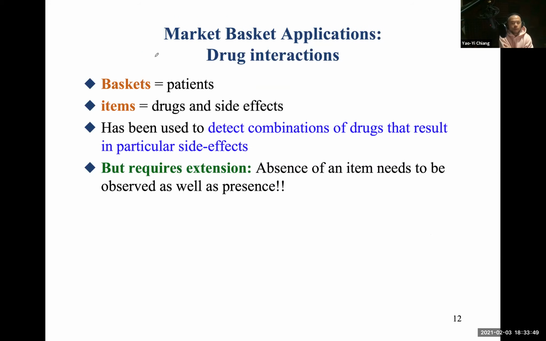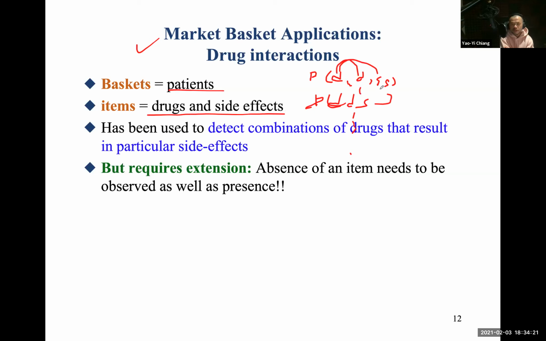So the next example would be drug interaction. You have a bunch of patients, and you have items that are drugs and side effects. That means we can do this. Patient, drugs, side effect, second patient, more drugs, more side effects, and so on, right? So this can help us to detect the drugs that commonly appear together, or the drug and side effect that commonly appear together. So this is really cool. We will be able to detect combinations of drugs that result in particular side effects.